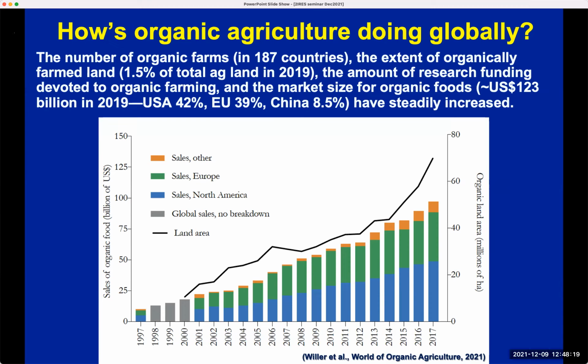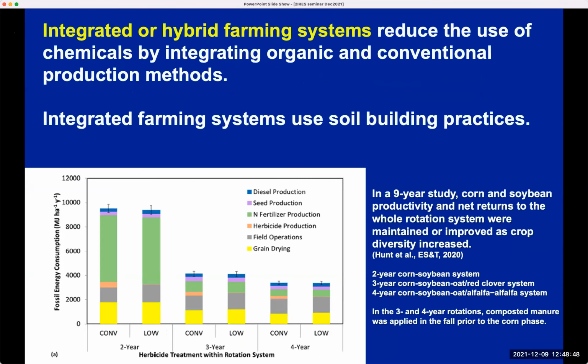It's changing now. As of 2019, this is the most recent data, the US would be 42%, Canada would add maybe 0.5% onto that, and the European Union 38, 39%. They're about the same. China has come on board big time at 8.5%, and then the rest. The graph shows land area and the size of the organic market. So it's doing well, and it's growing.